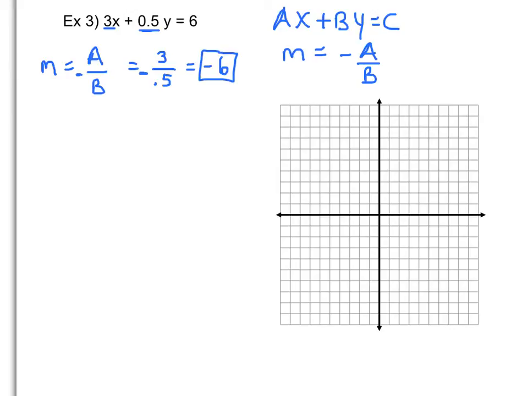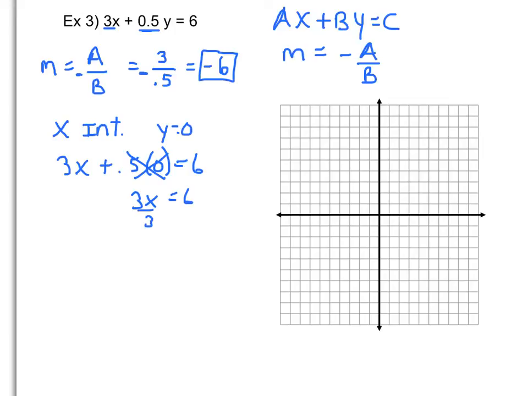All right, now we want to find the x and y intercepts. So, in order to find the x-intercept, we make the y 0. So I take 3x plus 0.5y equals 6 and make y 0. This just goes away, so I do 3x equals 6, divide by 3, so we know that x is equal to 2. So y is 0, x is 2, so my point is 2, 0. So 2, 0 would be right there.